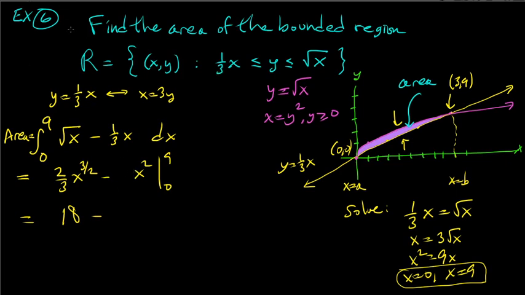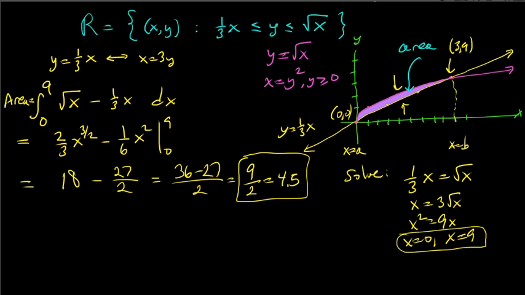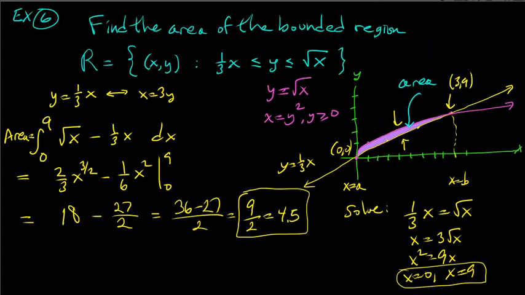Yep. Little things like that can really throw you off here. All right, so now this is 81 over 6, or 27 over 2. So 18 times 2, 36, minus 27 over 2. So we get 9 over 2, 4.5. So that's the area of this little purple region here. Again, nothing you haven't done before.